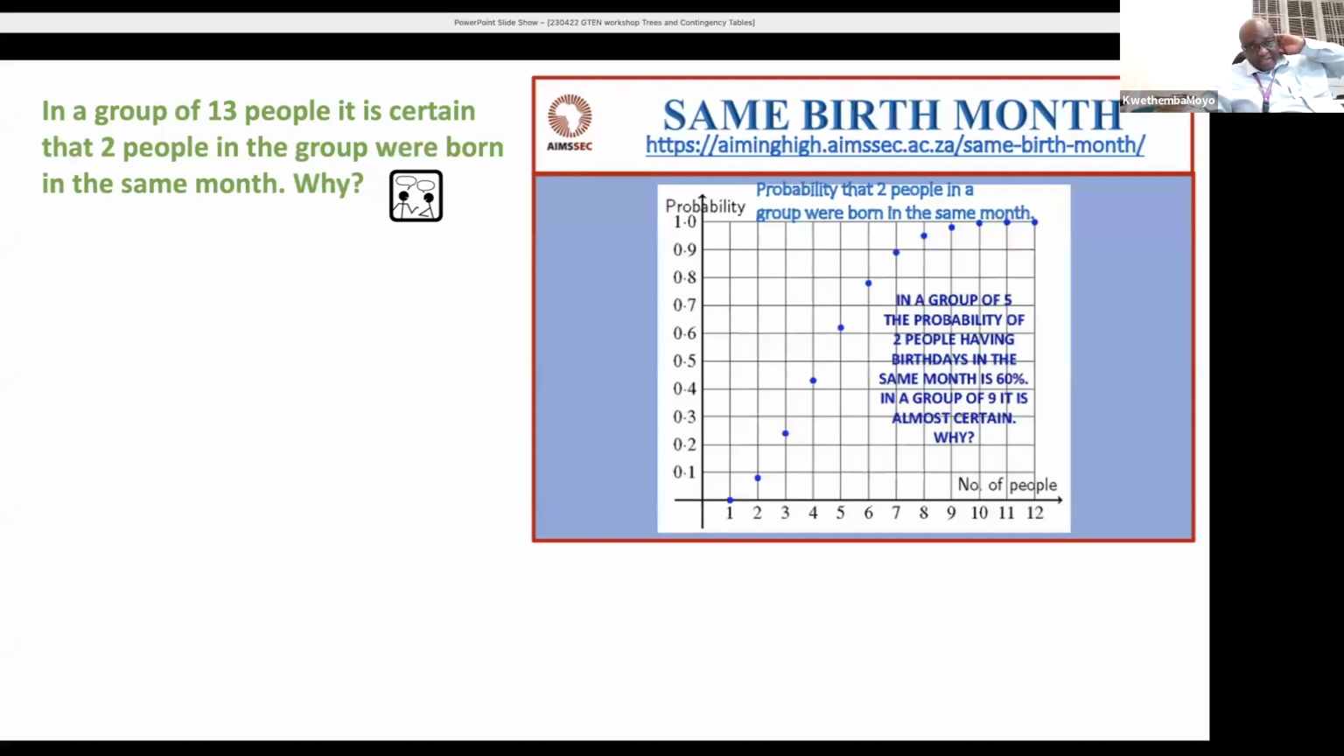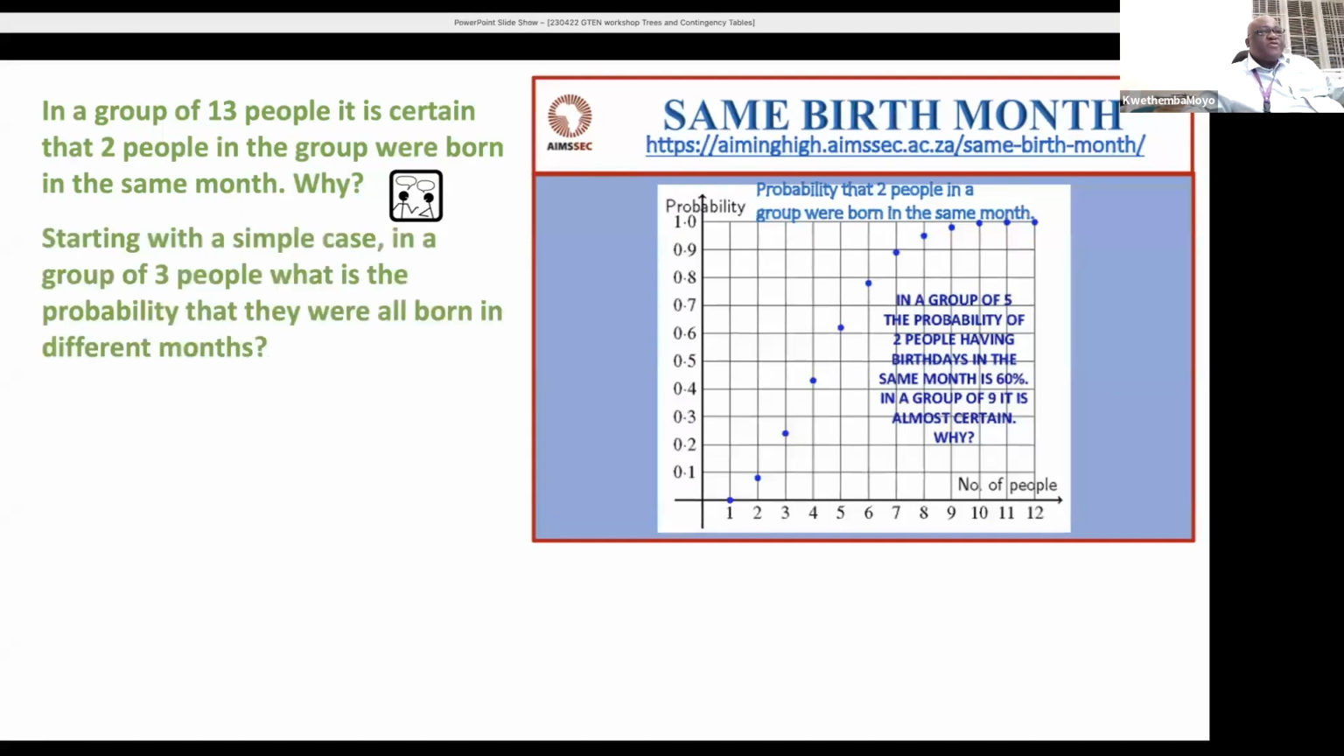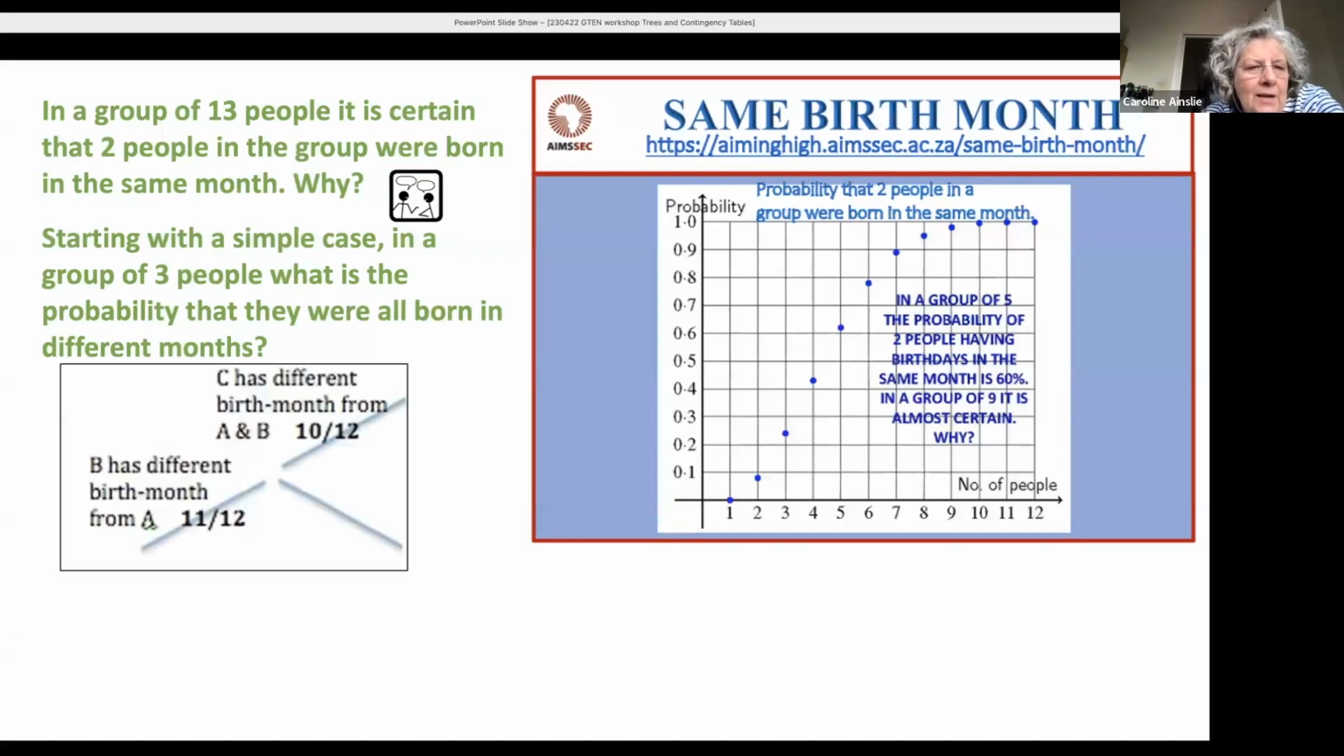Why? Well, making an analogy to the question of people who were born on the same day, let's try and think here. We have 13 people, and out of this group of 13 people, what is the probability that 2 from the group were born in the same month? Remember, we have 12 months in a year. So go ahead and answer on the chat. What is the probability and why?